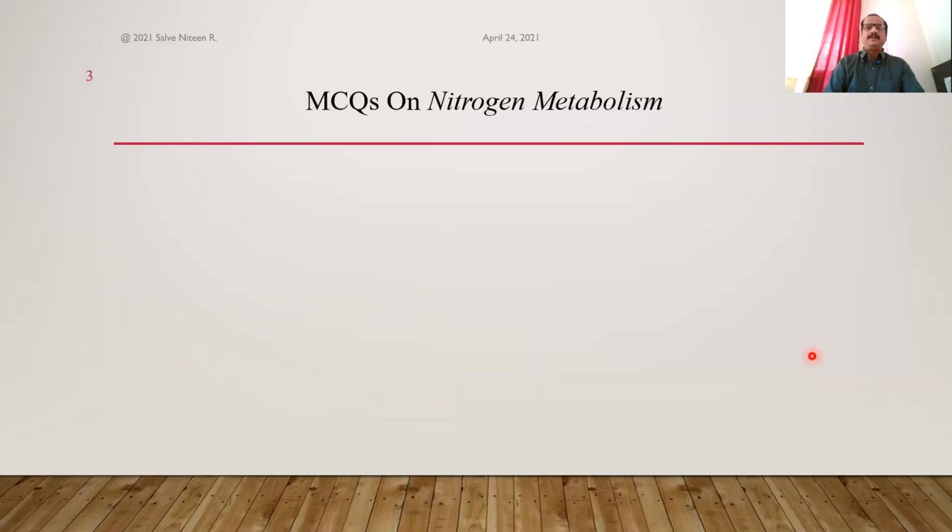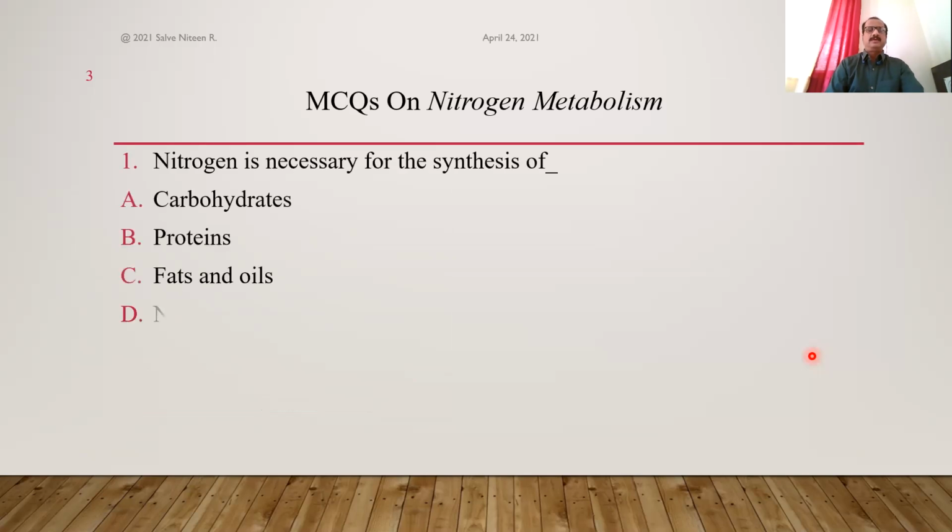So let's begin with that. We'll take the first question. Nitrogen is necessary for the synthesis of what? Nitrogen is necessary for the synthesis of proteins, compounds containing carbon, hydrogen, oxygen, and nitrogen. So B is the answer.